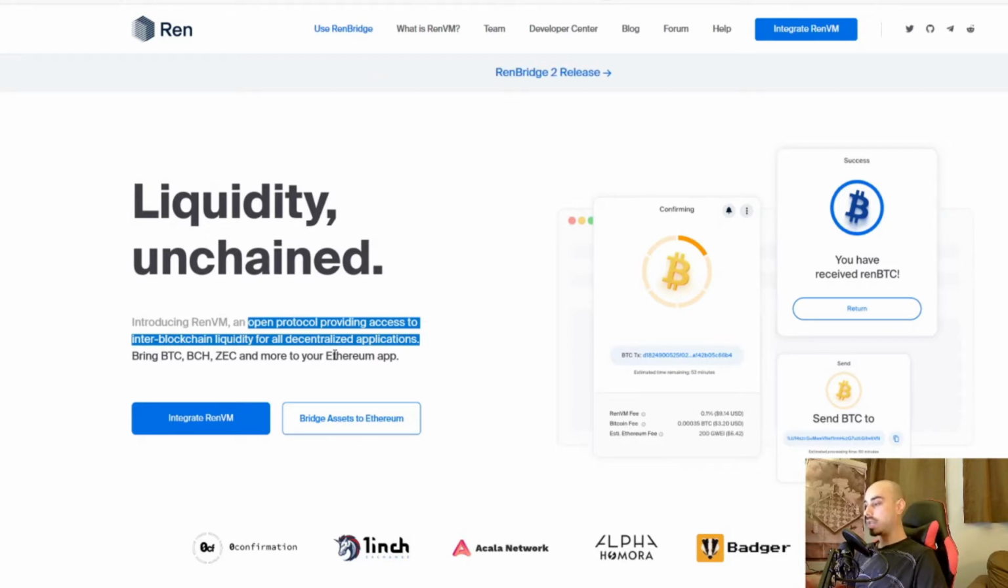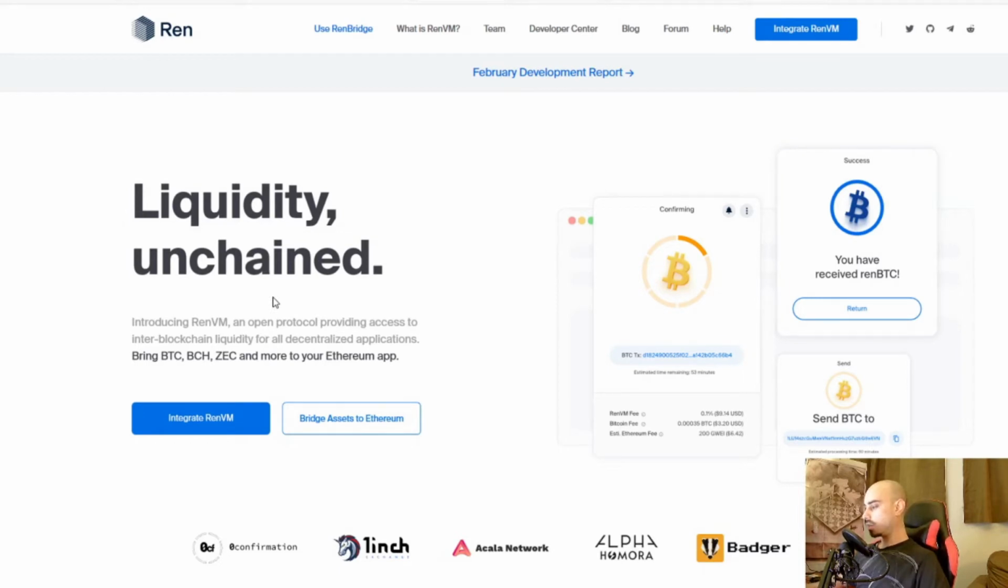And Ren is not limited to Bitcoin only, but also, for now, Bitcoin Cash, Zcash, and a few others. And they are constantly improving and adding more and more assets on their bridge to allow a lot more chains to be connected to the Ethereum or some other chain. Recently, they have added the Binance Smart Chain on their bridge. So you can bridge some assets not only on the Ethereum network, but also on the Binance Smart Chain network.